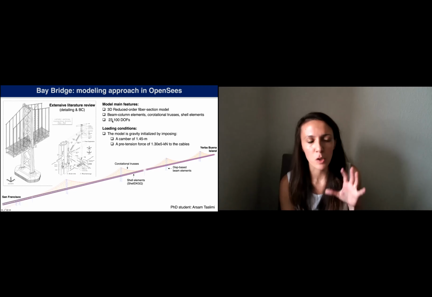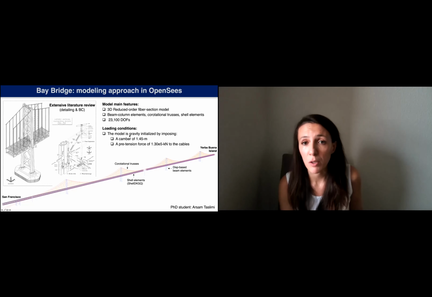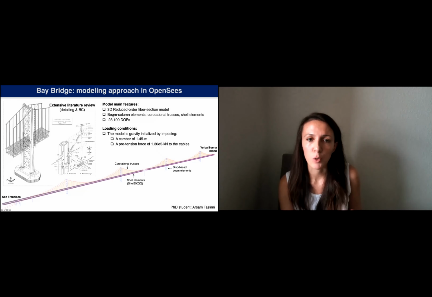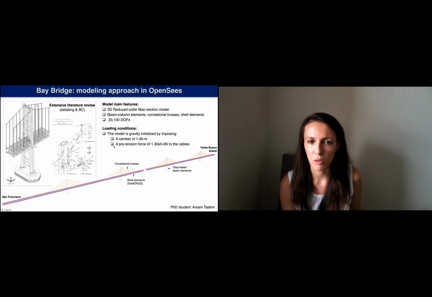At the end of this process, we have completed a 3D reduced order fiber section model in OpenSees, which includes multiple types of elements: beam-column elements, corotational trusses to model suspenders and cables, and shell elements, for a total of about 23,000 degrees of freedom.